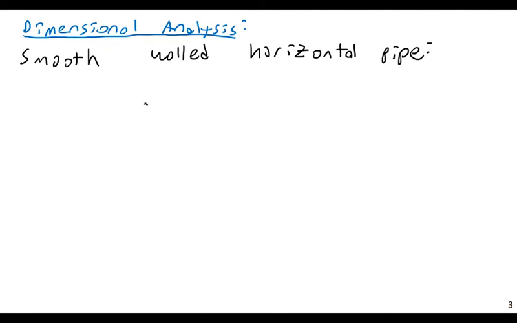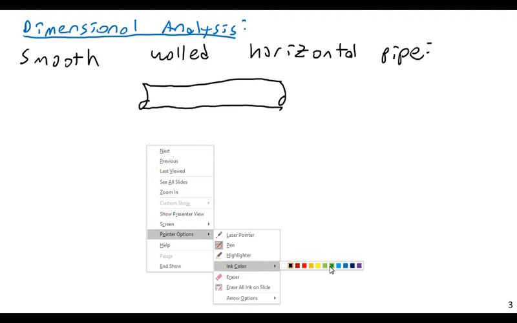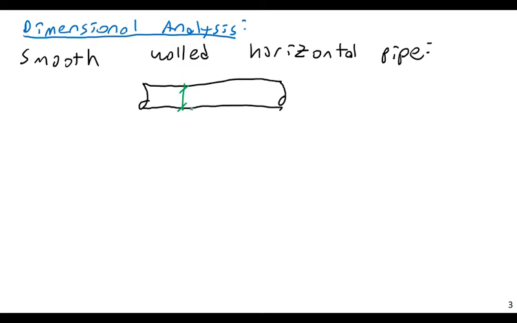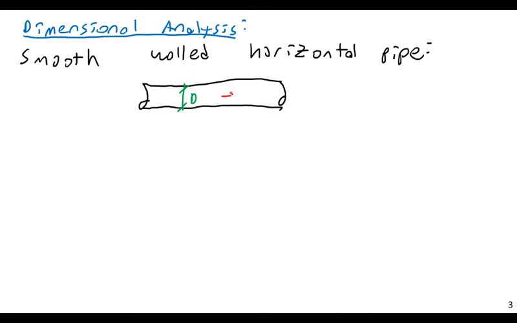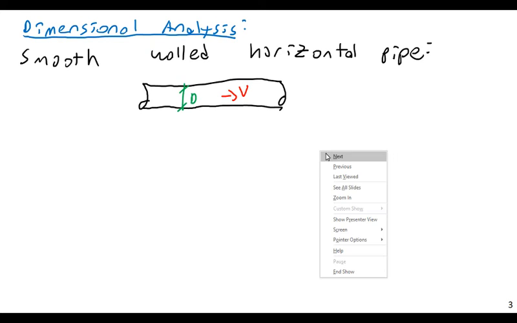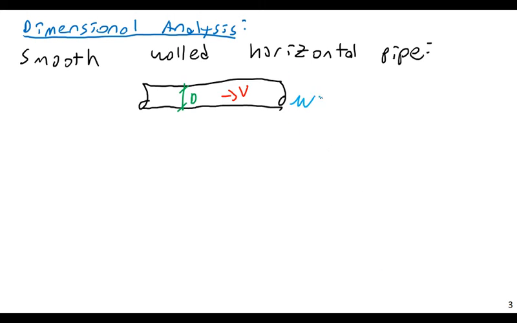A smooth-walled horizontal pipe. So let's say we have a certain pipe here. Let me draw a crudely rendered pipe. So we have a certain pipe here with a certain diameter d. Inside it, there's going to be a fluid velocity v. And then the fluid will have properties of viscosity mu and density rho.